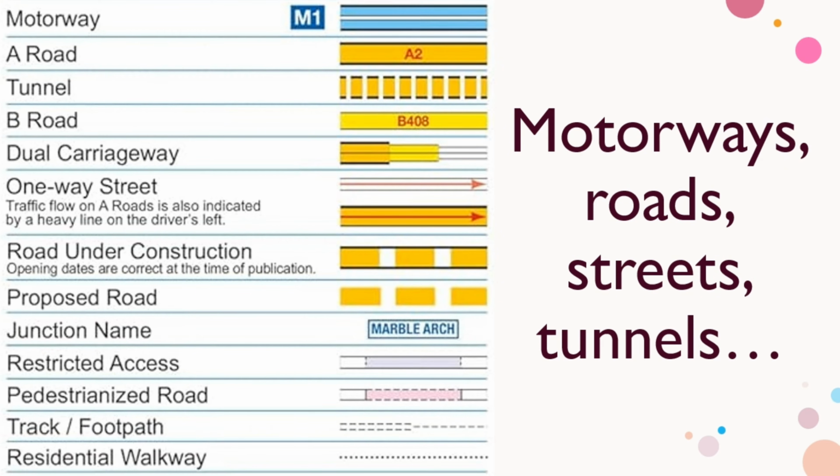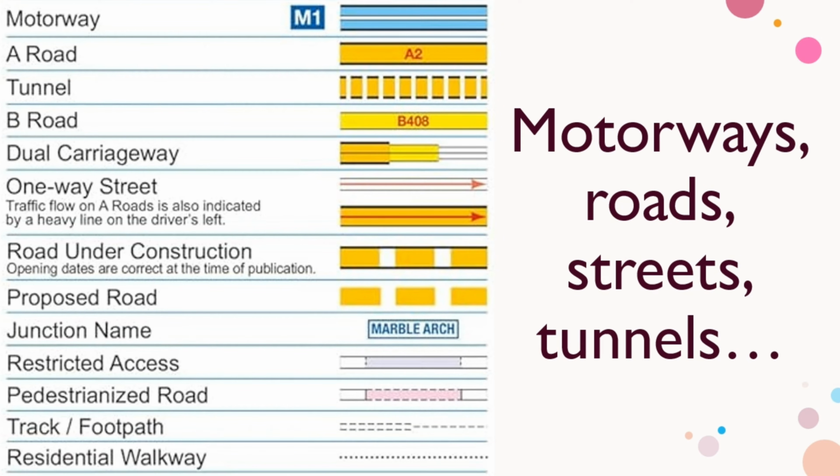The second one says traffic flow on A roads is also indicated by a heavy line on the driver's left. So this is something I need to explain to you. Tunnels I will explain, as well as dual carriageways and one ways. Then you have road with construction with two solid lines on the side, then broken lines, proposed road. That means these roads are not being made yet, so they are still under a proposal.